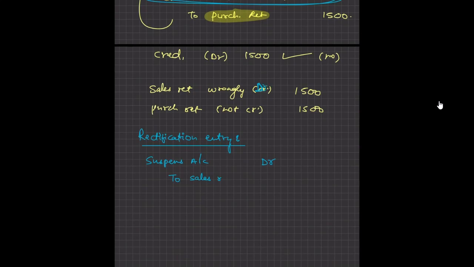So now what I will do to correct it, the sales return will be credited by 1500, and the correct thing which should be done, the purchase return account, which should be credited, will also be credited by 1500. So in all, I will debit the suspense account by 3000. Okay.